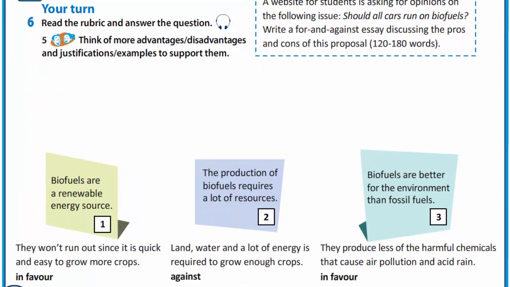And now you are to think of more advantages or disadvantages and justifications and examples to support them. They don't increase the amount of carbon dioxide, a greenhouse gas, in the atmosphere. They are mostly carbon neutral, meaning they put into the atmosphere less or the same amount of carbon as they take out. When land is used for biofuels, it is not used for food crops. There may not be enough land to grow food.